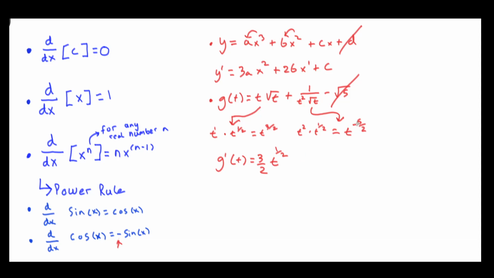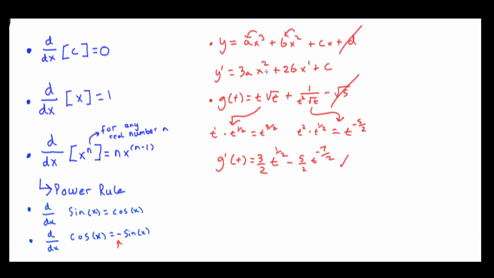Now, since we had this negative 5/2 value as our exponent, this could be our n value, we bring that to the front. So it's going to be negative 5/2 t, and then negative 5/2 minus 1 is negative 7/2. And that's going to be our final answer.